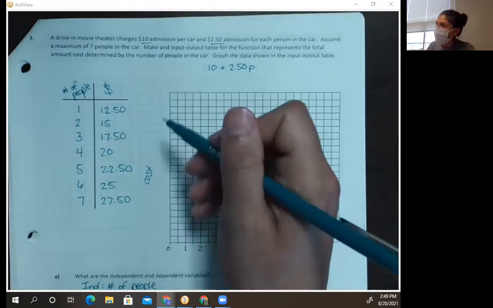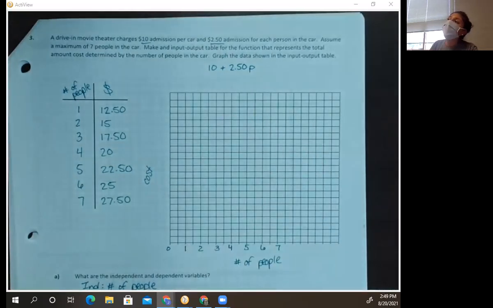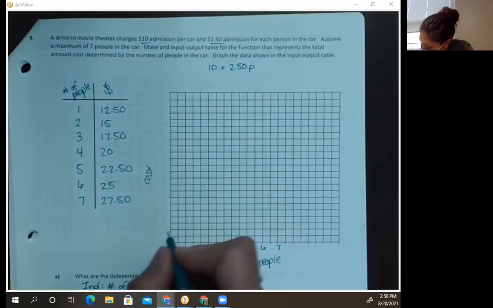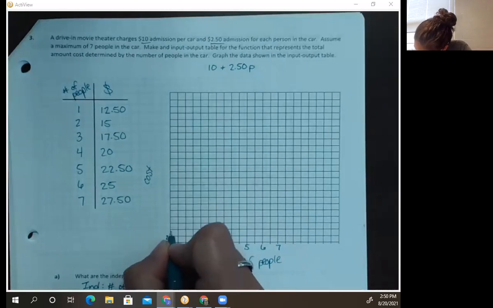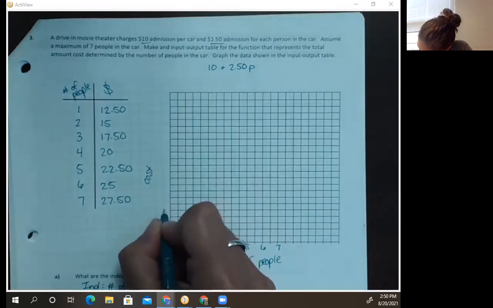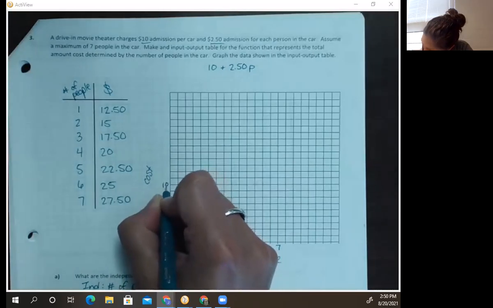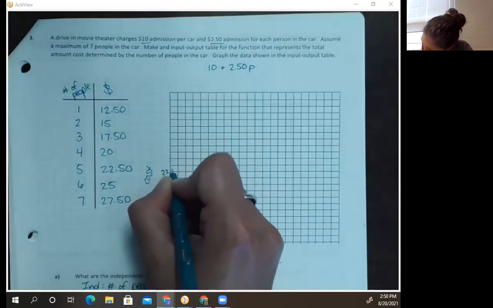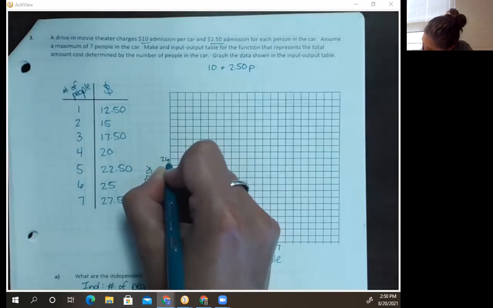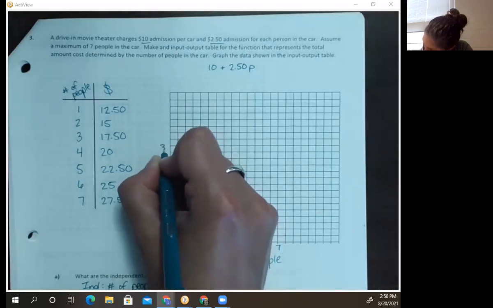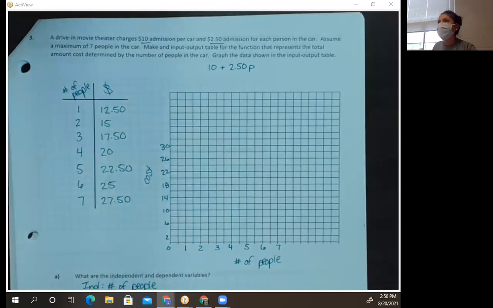And then I'm going to do mine close to how you labeled yours. I'm going to do mine by 2s. So every point I have won't land on a nice corner, but it'll be similar to what yours looks like. So I'm going to go by 2s. So 2, 4, 6, 8, 10, 12, 14, 16, 18, 20, 22, 24, 26, 28, 30. And then I'll plot my points.